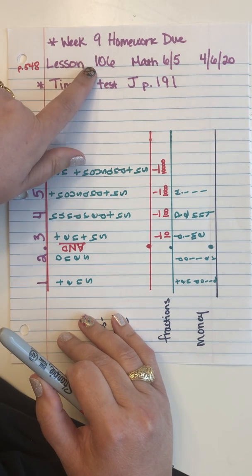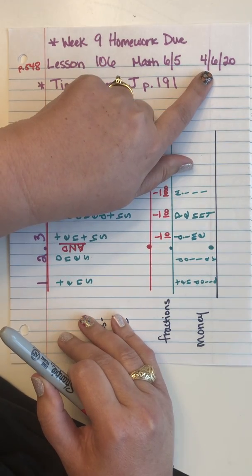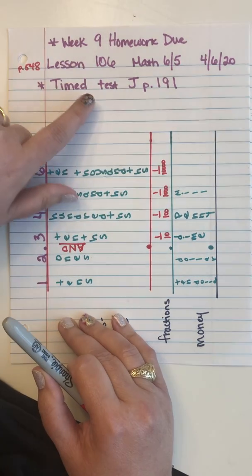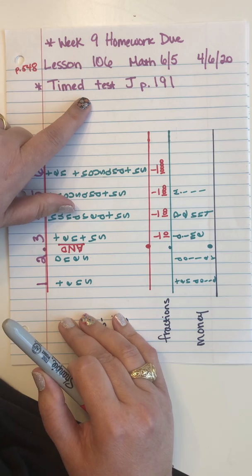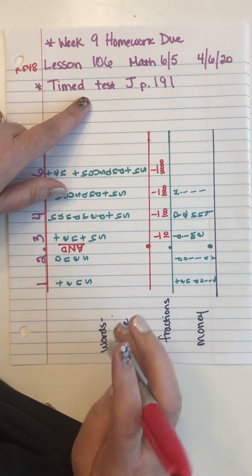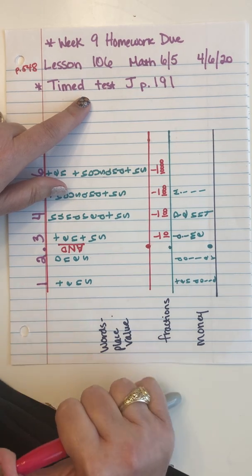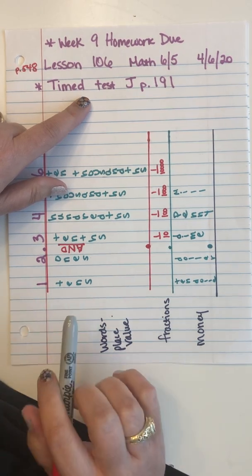So, as I said, this is lesson 106. It's scheduled for Monday, April 6th. And you will do time test J in your test and worksheet book, which is on page 191. So if you have not done that, go ahead and do that now and pause the video and then come back for the rest of the lesson.